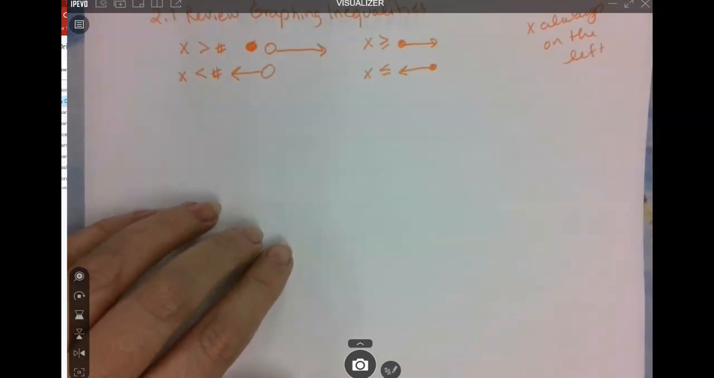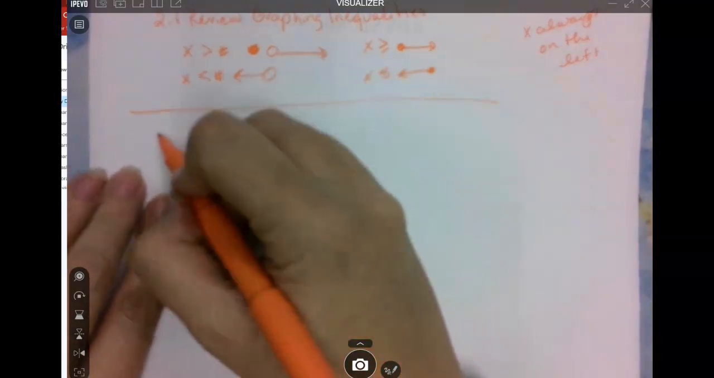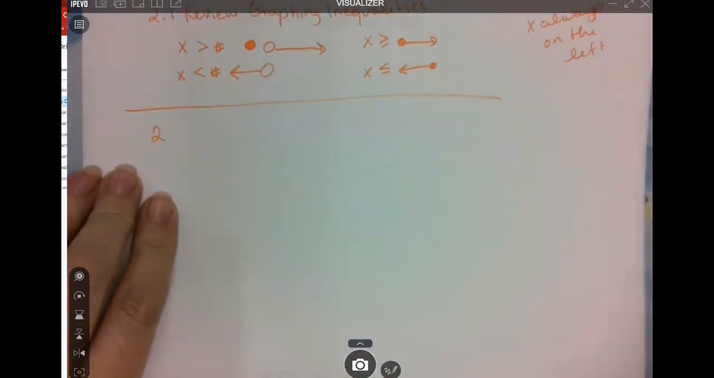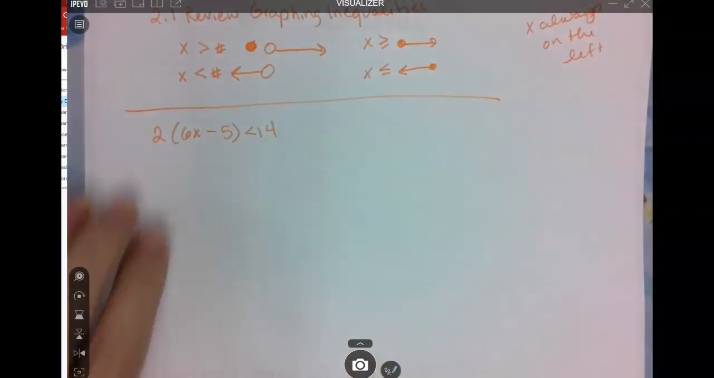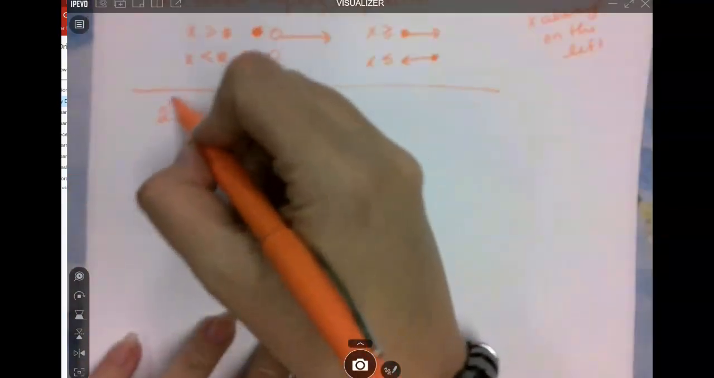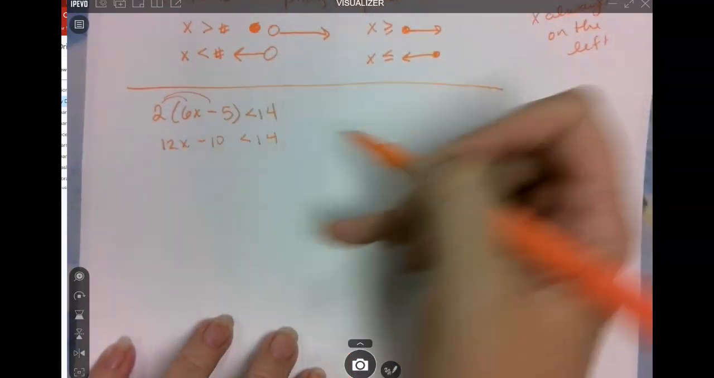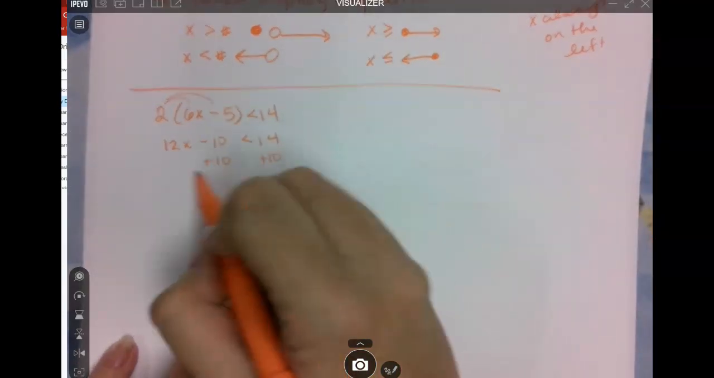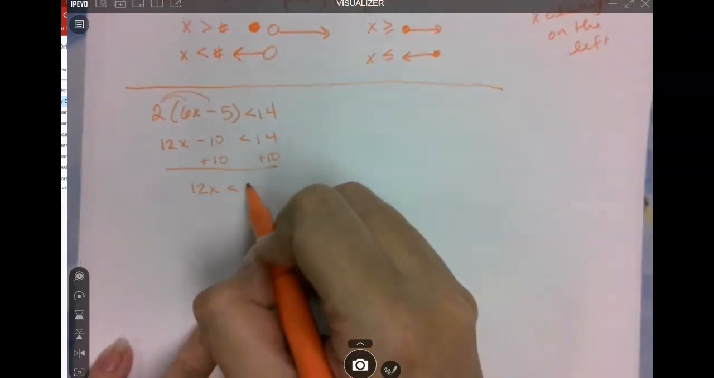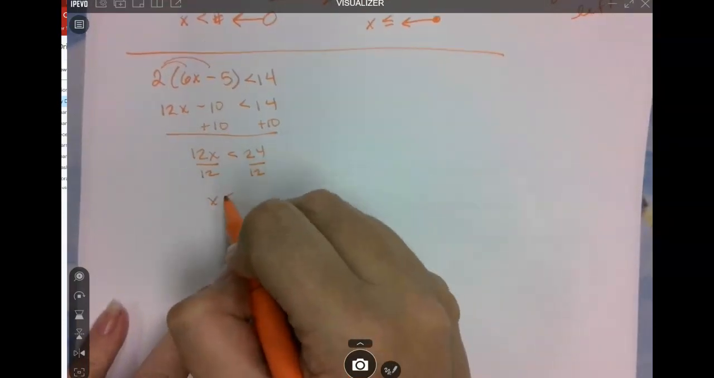So now let's just do some inequalities. We're going to do some problems here. So we have 2, copy this down, 6x minus 5 is less than 14. So how do we solve this? Well, we're going to distribute. 12x minus 10 is less than 14. Then we're going to add the 10 to the other side just like we did before. 12x is less than 24. How do we solve that? We divide by 12, and we get x is less than 2.